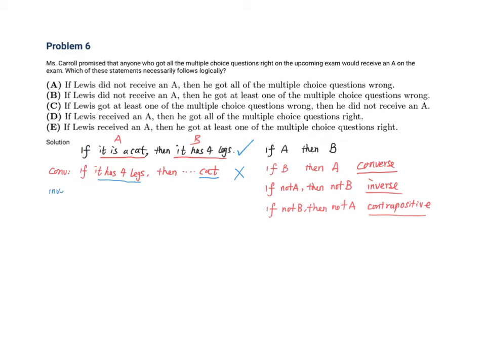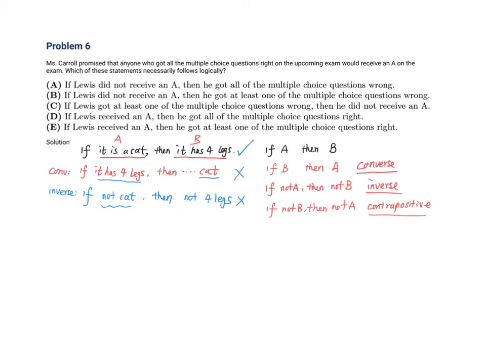And then the second one is the inverse. Inverse is "if not A," you just say the opposite of this. So we are going to say if not cat, then not B, right? Not 4 legs. Is this a true statement? Certainly it is not. You can look for such an example from your real life. For instance, I used to have a dog, which is not a cat, but it has 4 legs, right? So I just gave you one counterexample so that the inverse is not true. This is not a true statement.